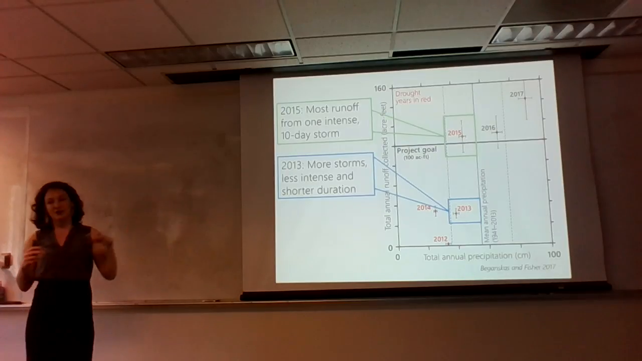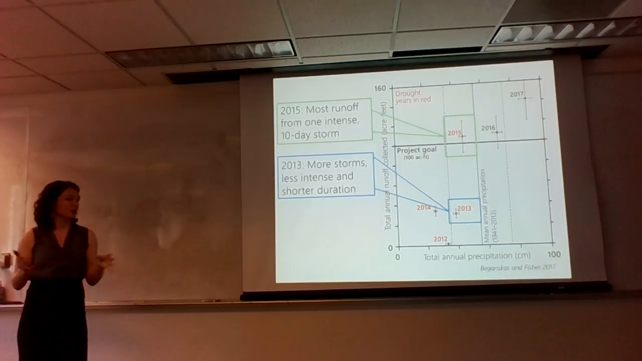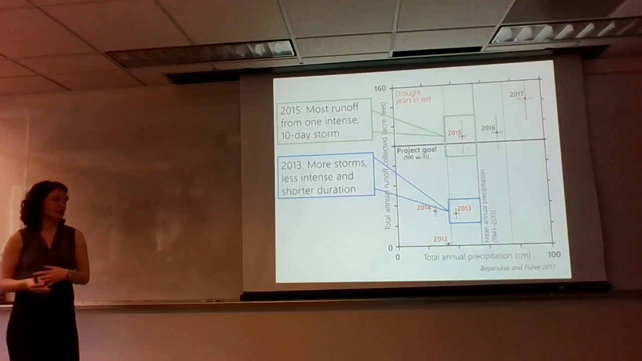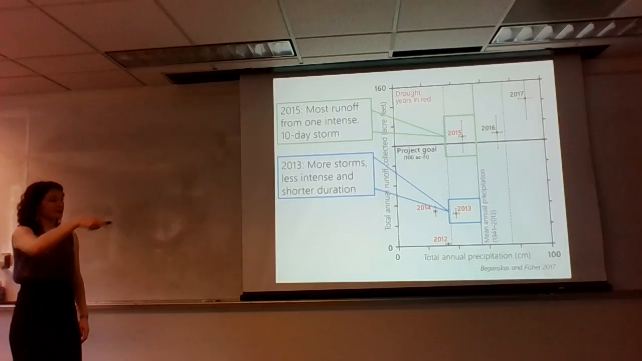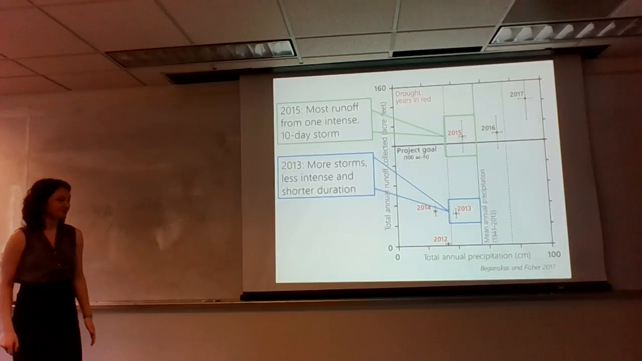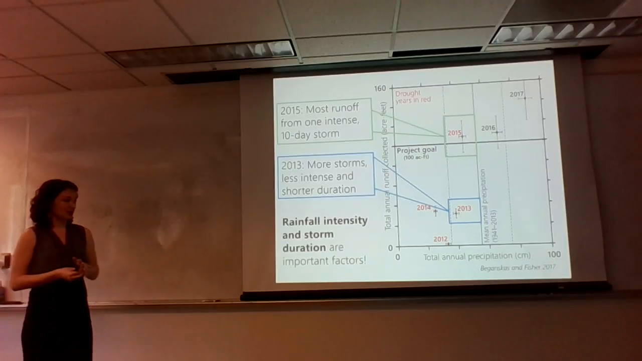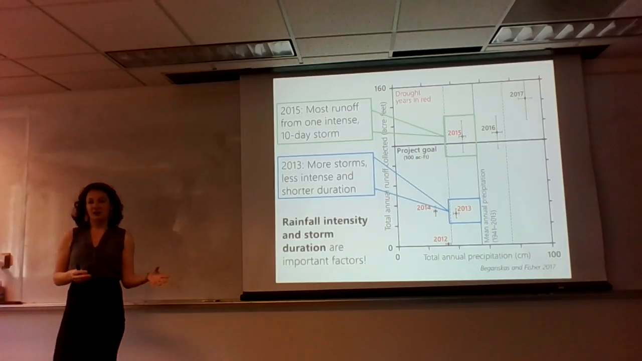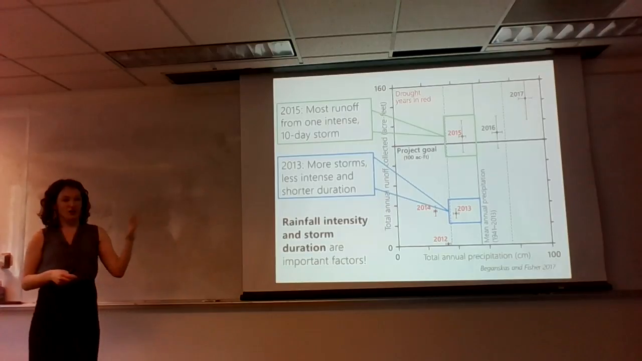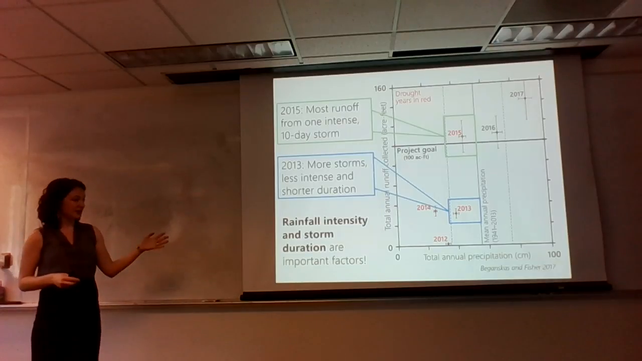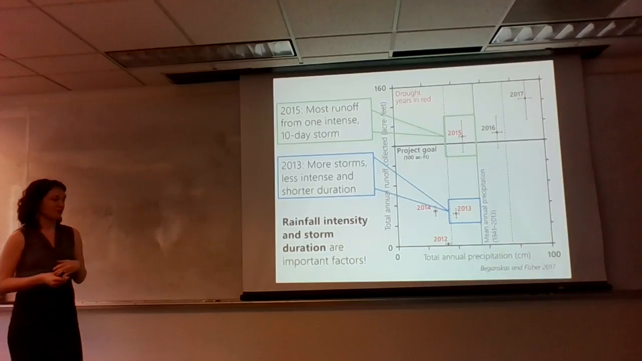In 2013, there was a larger number of storms that were each less intense and shorter in duration than the storms in 2015, and clearly that had a big impact on how much runoff was generated. These results demonstrate that total annual rainfall is not necessarily a great predictor of how much runoff will be collected, because rainfall intensity and storm duration are also important factors.